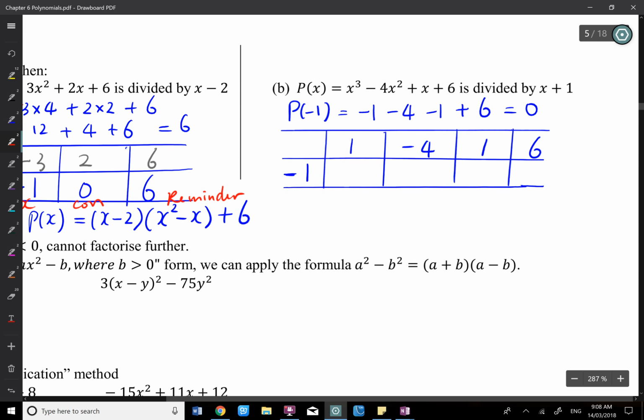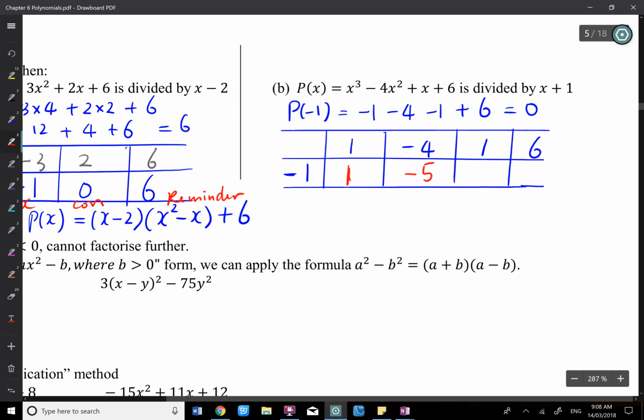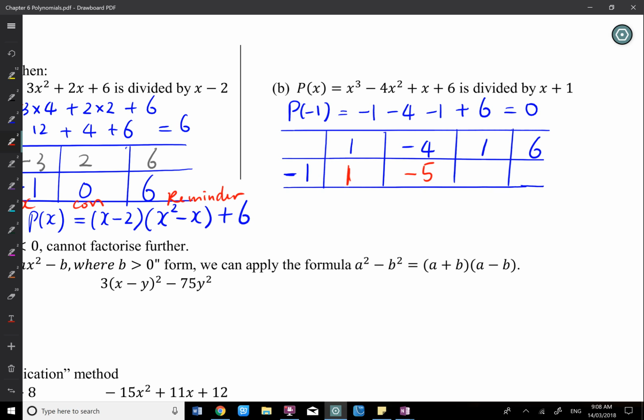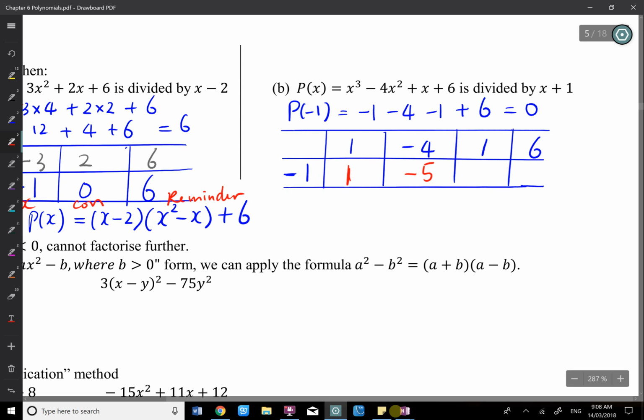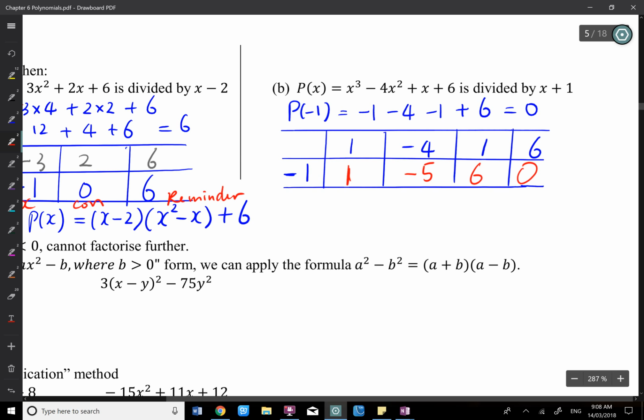Always copy the top number, which is 1. 1 times negative 1 is negative 1. Negative 1 plus negative 4 is negative 5. Negative 5 times negative 1, you got 5. 5 plus 1, you got 6. 6 times negative 1 is negative 6, plus 6, 0 here.